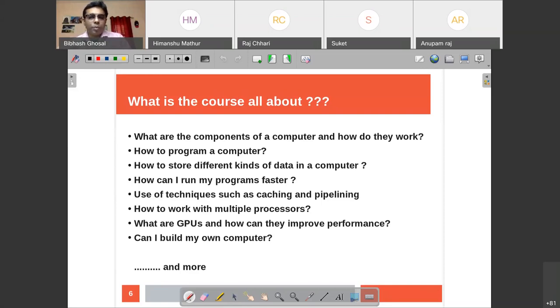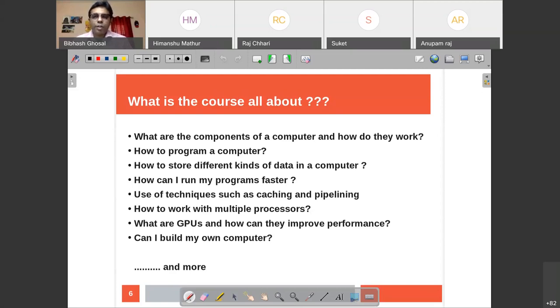The third question that we are going to answer in this course is, well, when I write some programs and I want to solve a problem, the computer does it for me, but I have to give data to the computer. So when I give data to the computer, how do I store the data? What are the different ways of storing the data?